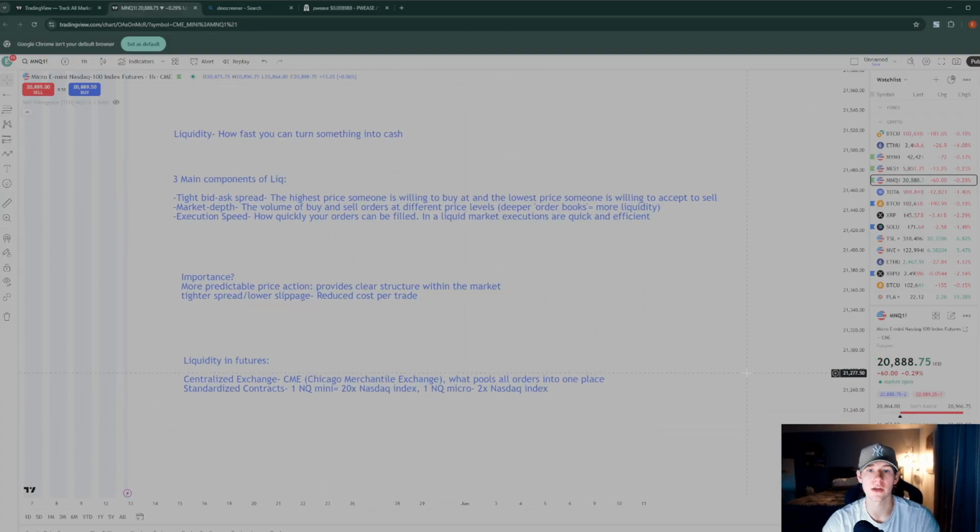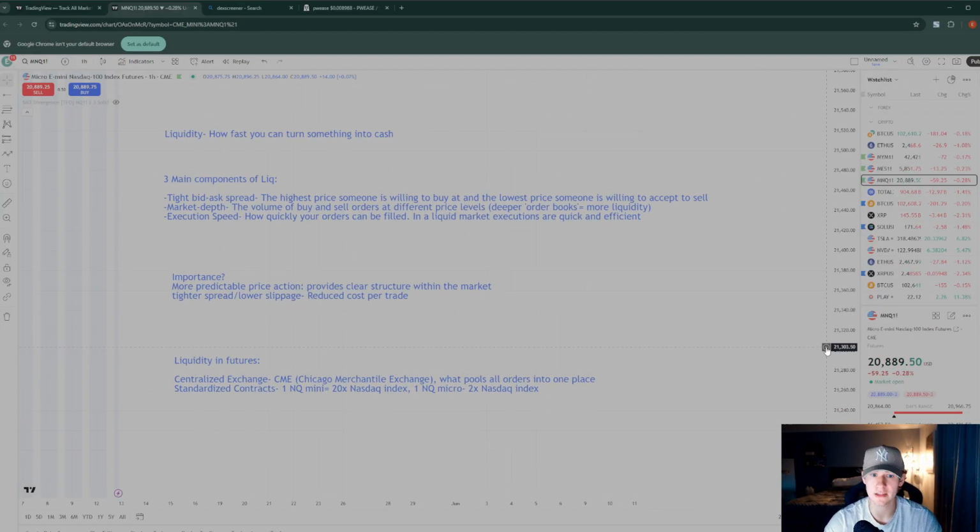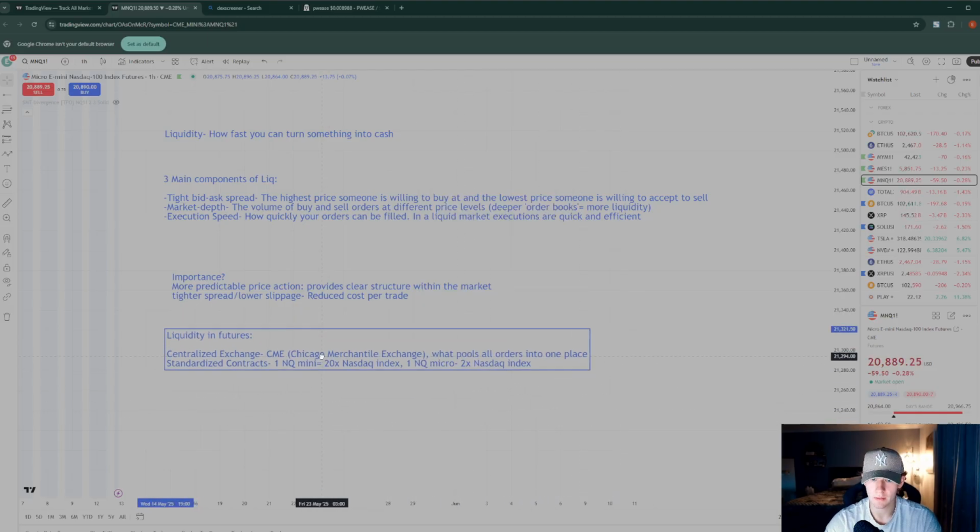Again, calculate your risk when you're taking your trades, whether that be mentally, like a rough scale of it, or literally marking it out on your charts and calculating it based on your tick sizes or your pip sizes. I'll probably make a video on that in the future as well. But that's liquidity in futures.